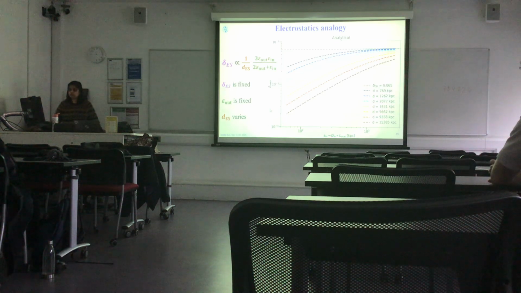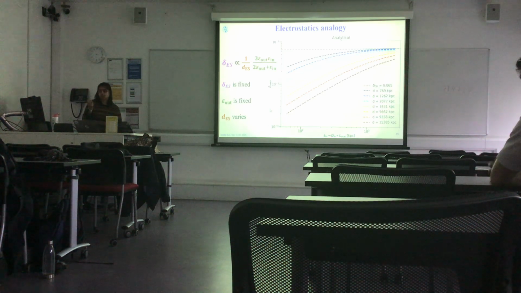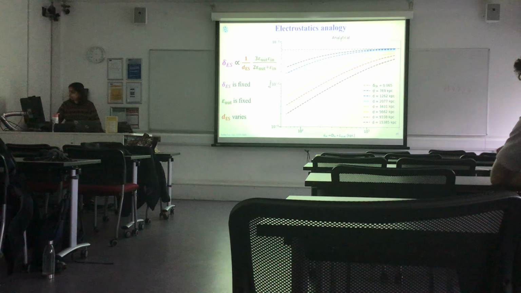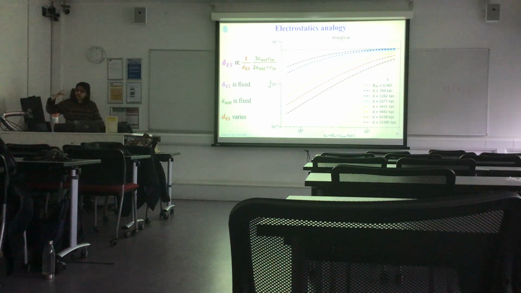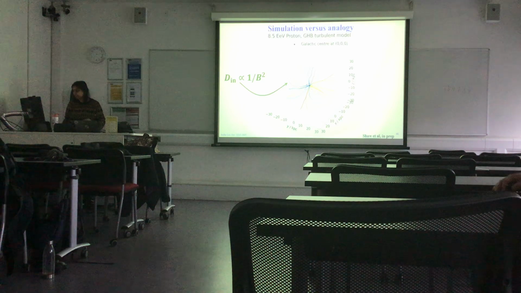On the y-axis, what I'm showing you is the dipole strength. Basically, what I wanted to tell you is that if you go from a higher to a lower diffusion coefficient, you start suppressing the dipole. Now this is more complicated to get into right now, because we don't have that much time.